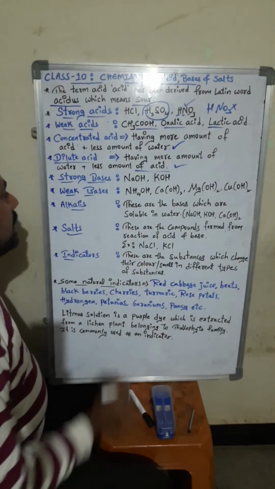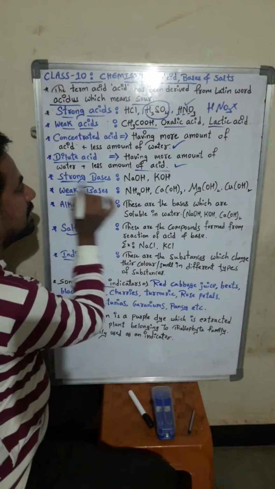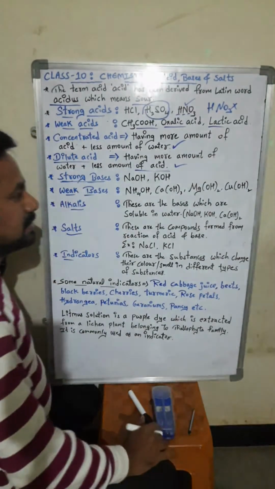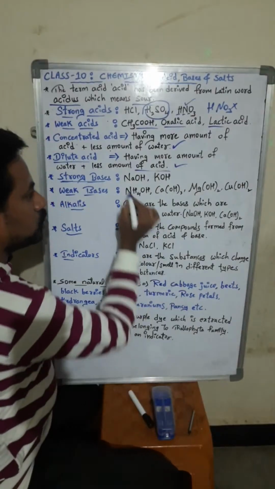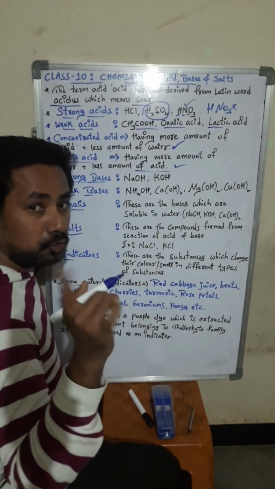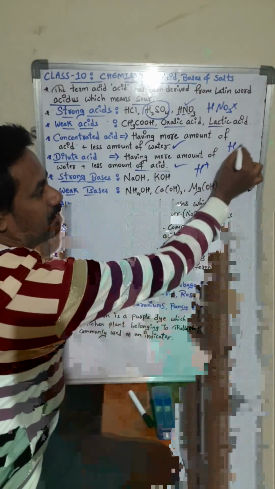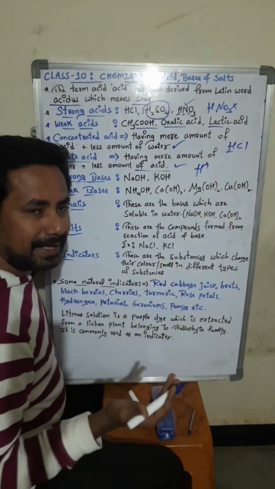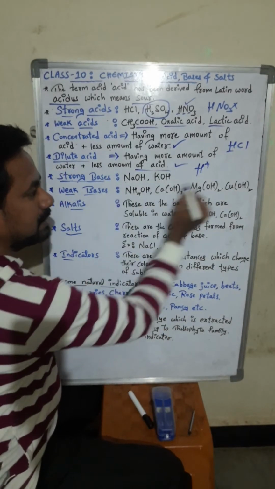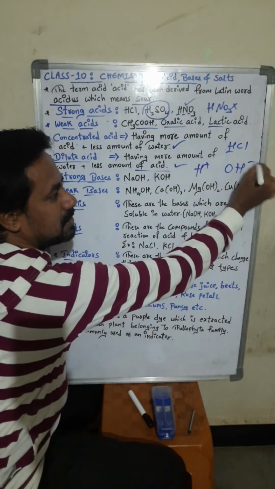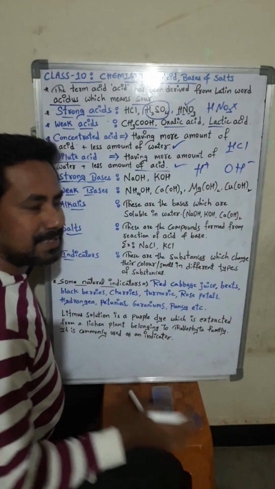Now we are going to see some strong bases examples, students. Some of the examples for strong bases. So already I have told you in the last class, acids contain H plus ions. HCl, hydrogen is there. But in bases OH will be there in the ending. OH means you have to remember bases.